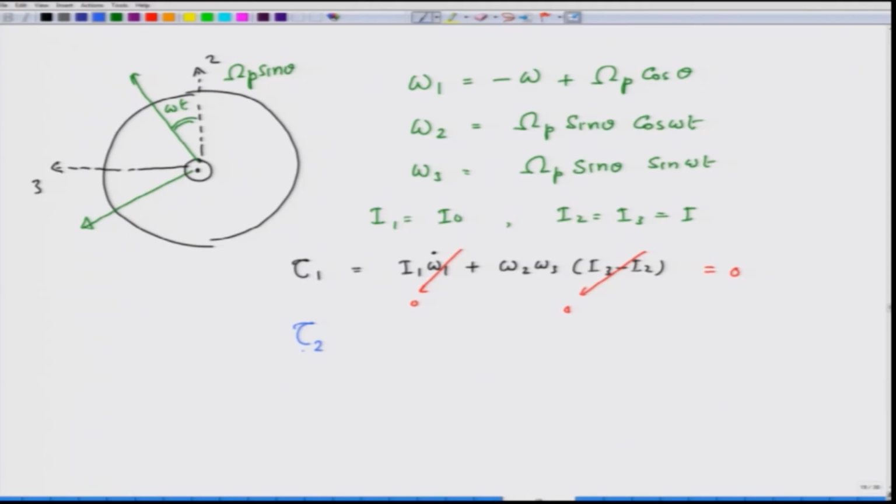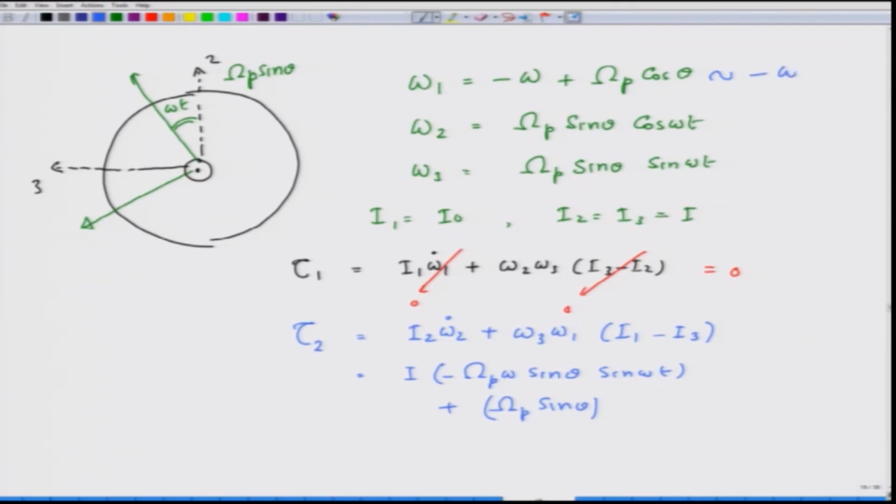Tau 2 is equal to I2 omega 2 dot plus omega 3 omega 1 times I1 minus I3, which is equal to I2 is I, omega 2 dot is going to be minus omega p omega sine theta sine omega t, plus omega 3, which is omega p sine theta, times omega 1, and since omega p is very small, as we saw in the experiment, I am going to take this as minus omega, times minus omega times I1 minus I3. I1 is I0 minus I.